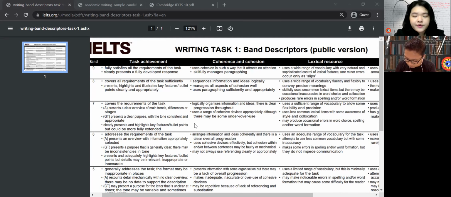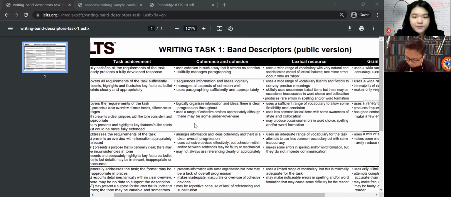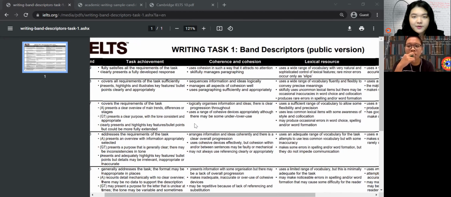And then we have coherence and cohesion. Okay. Like I said before, it's connectivity. So the use of connectors and any other referencing devices are assessed here. Connectors such as in contrast, however, in addition, and so, etc. So how do you connect your sentences?